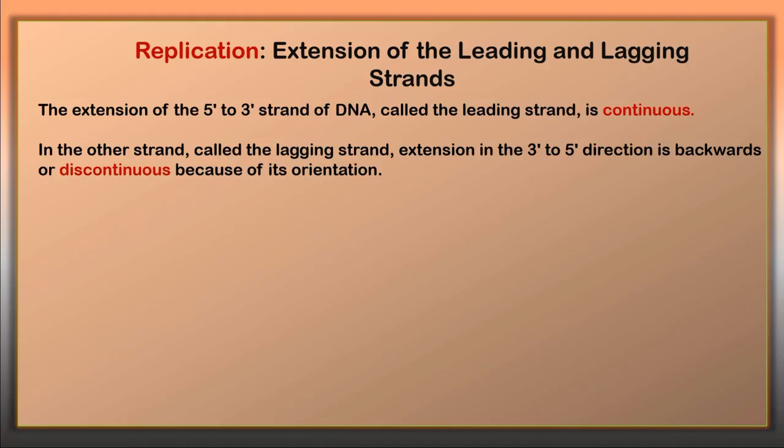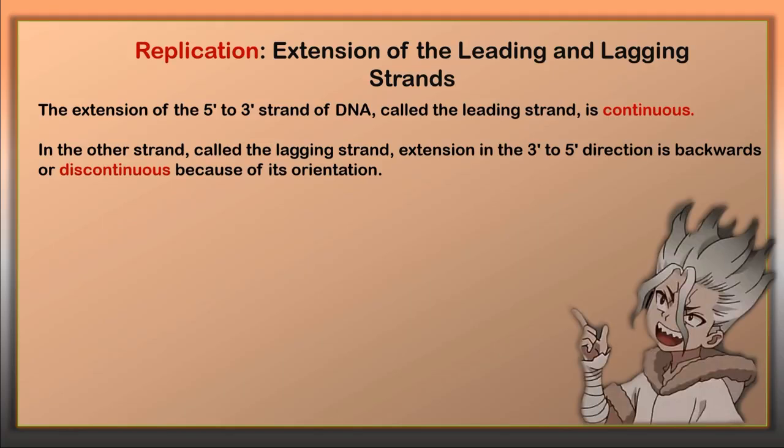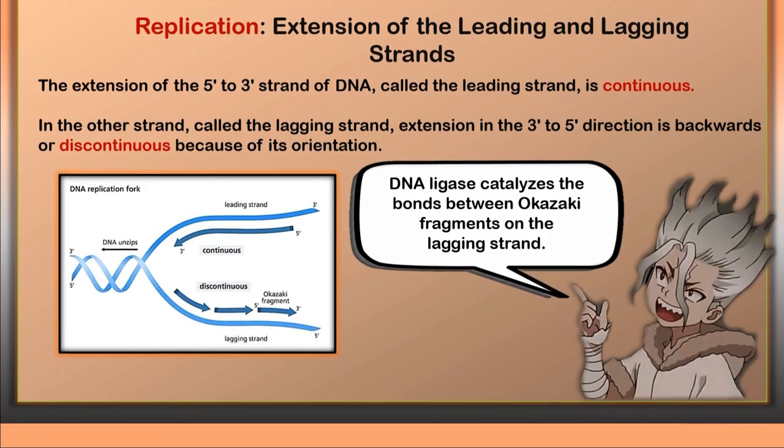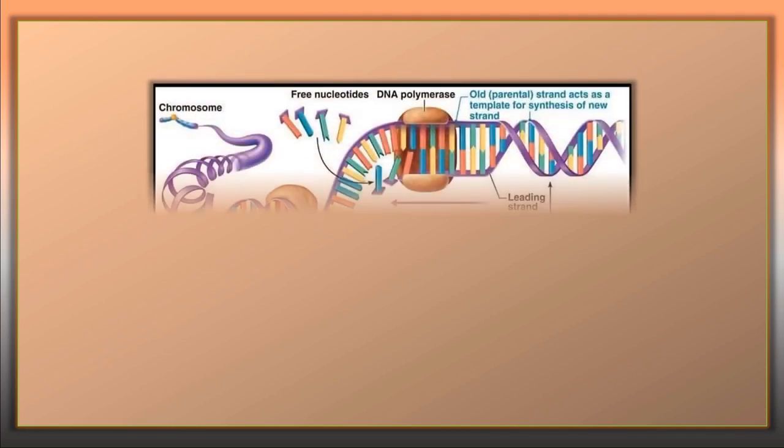The lagging strand must add nucleotides at the replication fork. But how? The answer is that the lagging strand builds short segments of DNA in the 3' to 5' direction, but works backwards, installing the segment in the 5' to 3' direction. These resulting segments of complementary DNA in the lagging strand are called Okazaki fragments. Each Okazaki fragment requires its own primer. As a result, the segments of DNA must be linked after they are installed. DNA ligase catalyzes the bonds between Okazaki fragments on the lagging strand. And here's a simple illustration.